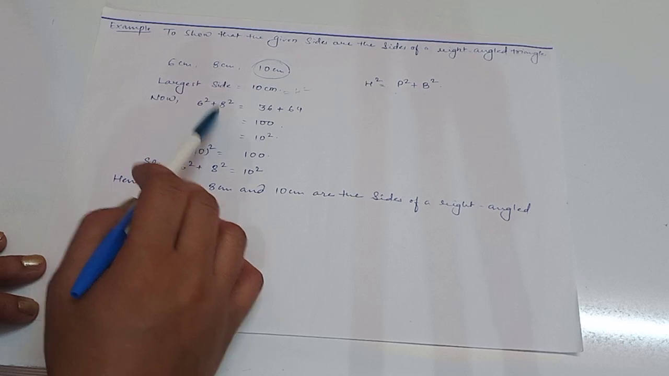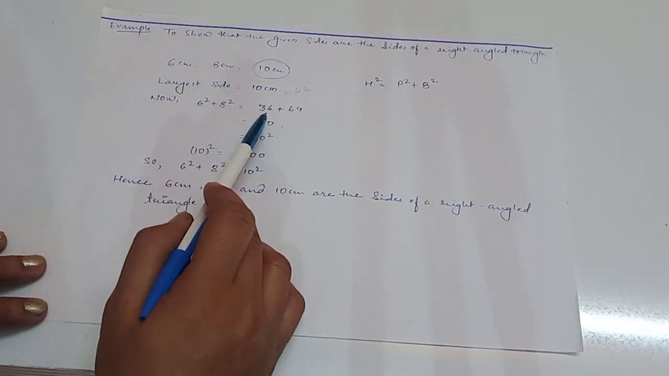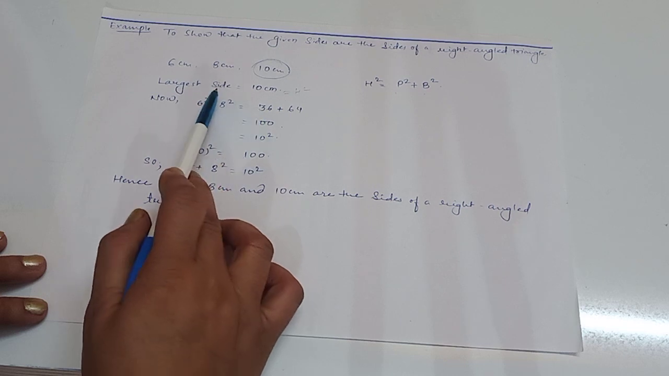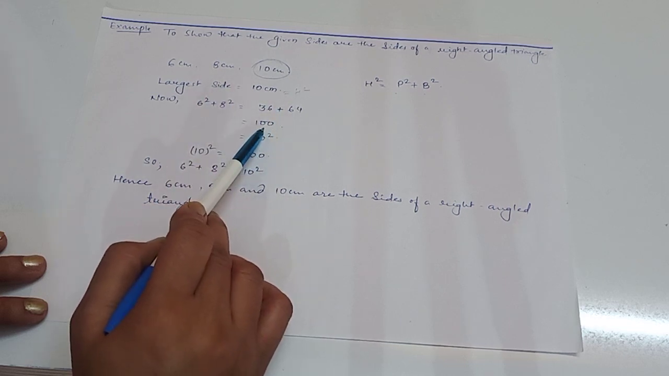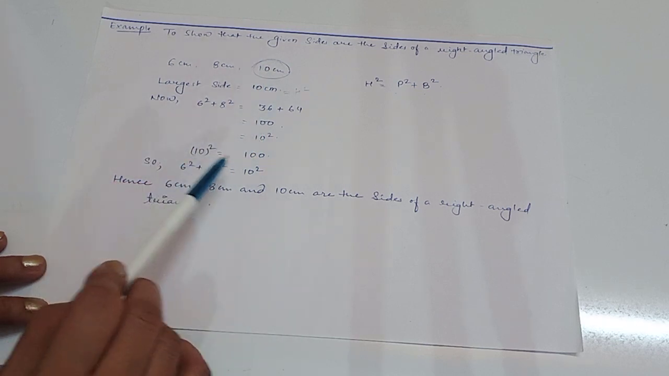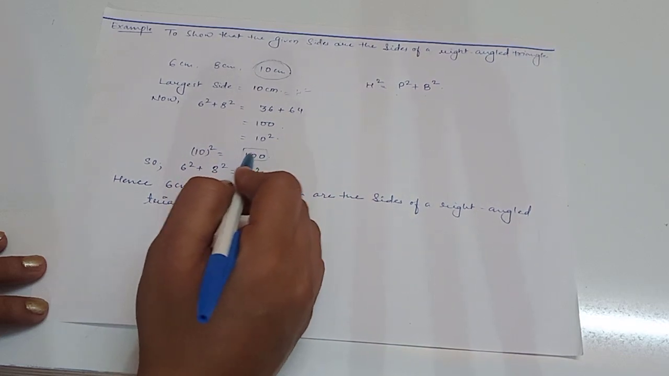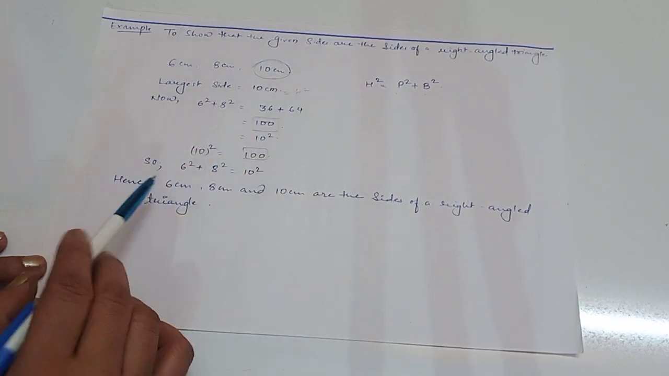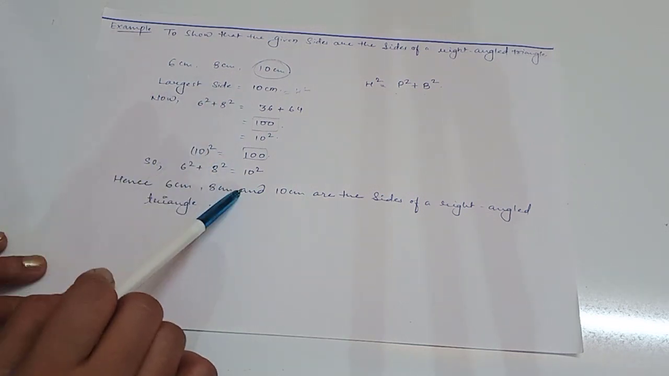So I will take the square of 6 and 8. 6 square is 36. 8 square is 64. 36 plus 64 will be equal to 100. And let's take the square of 10. Square of 10 will give us 100. So yes, here also we are getting 100 and here also we are getting 100. So we can say that 6 square plus 8 square is equal to 10 square.